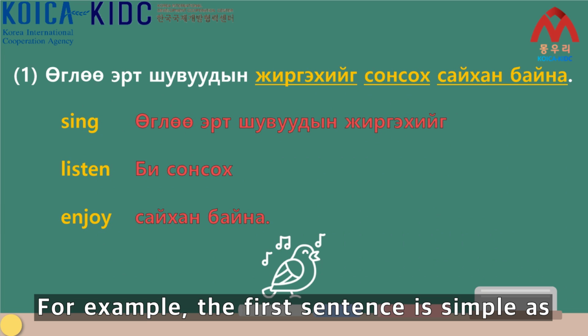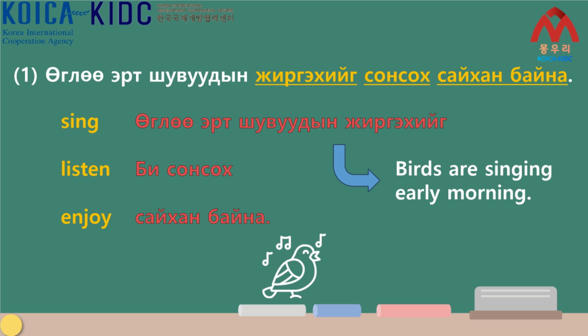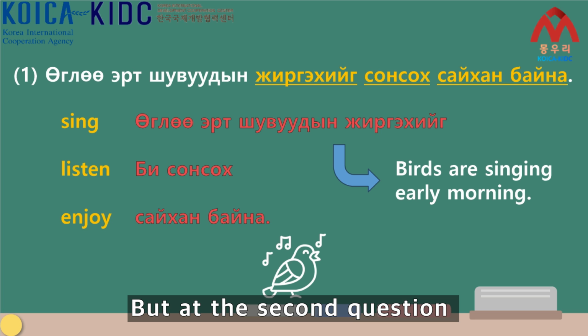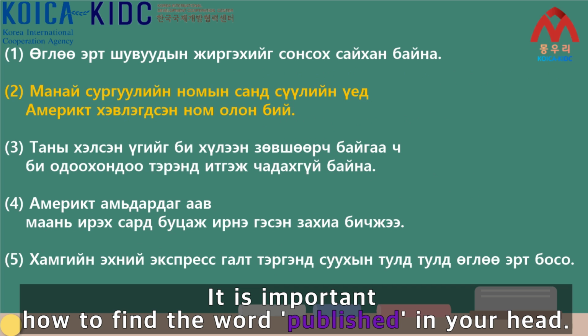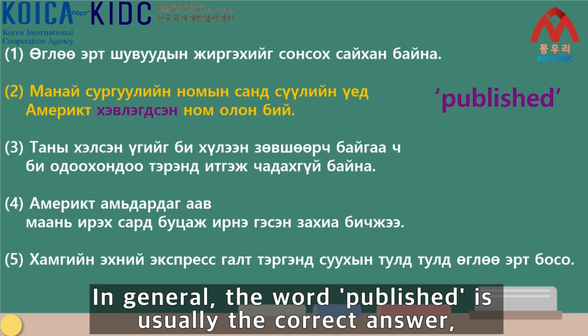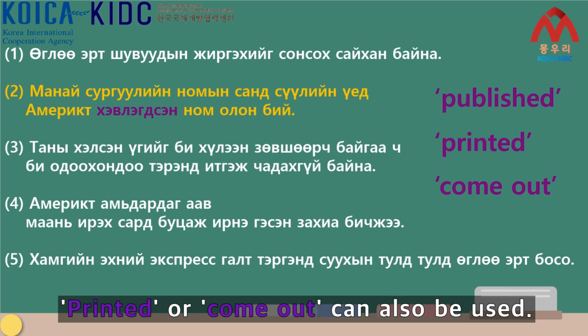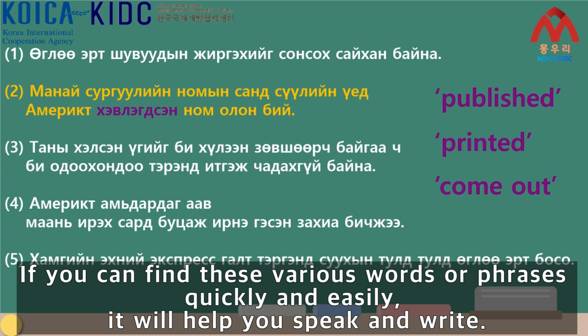For example, the first sentence is simple: birds are singing early in the morning. But in the second one, it is important how to find the word for "publish" in your head. In general, the word "publish" is usually the correct answer. "Printed" or "come out" can also be used. If you can find these various words or phrases quickly and easily, it will help you speak and write.